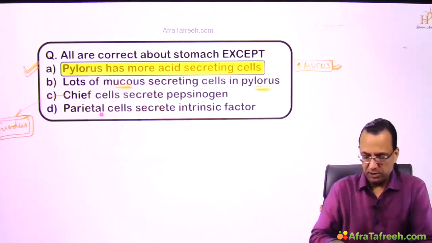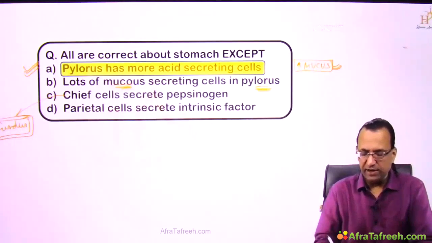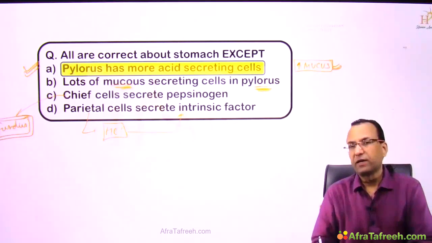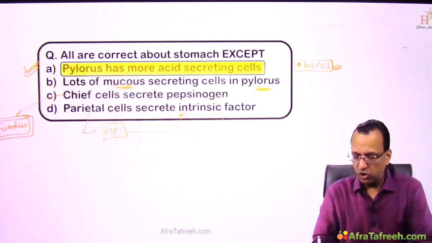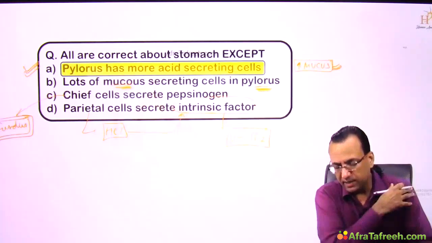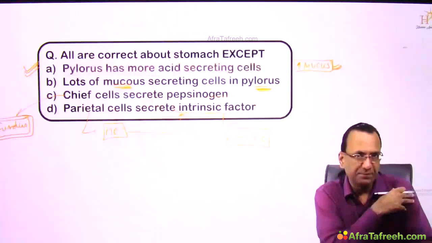And what are the parietal? Parietal cells not only secrete the HCl, but they also secrete the intrinsic factor for absorption of vitamin B12. Now, once you have this basic idea, keep your answer as choice number A.